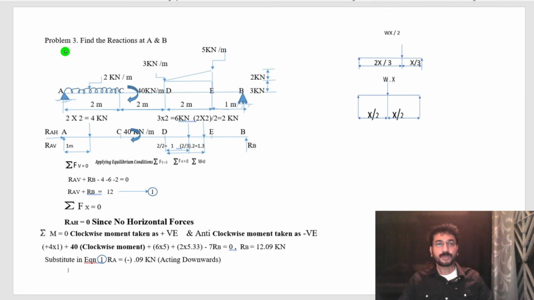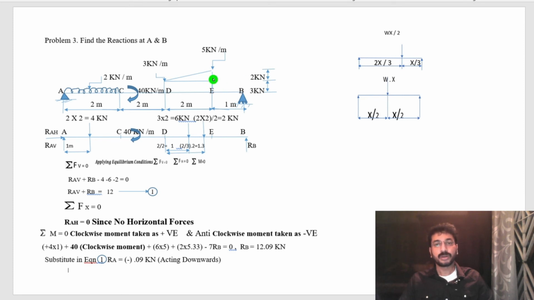Let us work out problem number 3. Find the reactions at A and B. Here there is a UDL, a 40 kN clockwise moment is given, and a combined load is given. The lower part of the combined load is a UDL and the upper part is a uniformly varying load. The total load of 5 kN is given. When subtracting the 3 kN from the 5 kN, we get 2 kN, which is the value for the uniformly varying load.